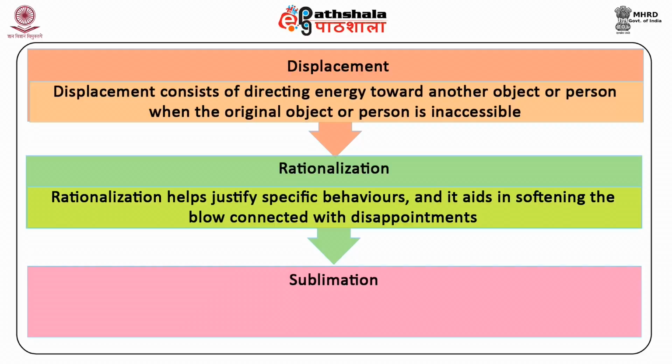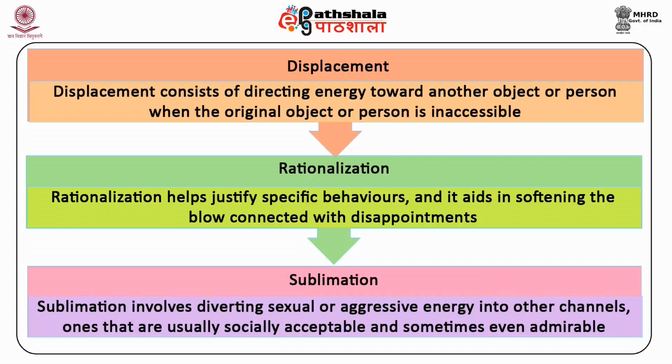Sublimation. From the Freudian perspective, many of the great artistic contributions resulted from a redirection of sexual or aggressive energy into creative behaviors. Sublimation involves diverting sexual or aggressive energy into other channels, ones that are usually socially acceptable and sometimes even admirable. For example, aggressive impulses can be channeled into athletic activities so that the person finds a way of expressing aggressive feelings and, as an added bonus, is often praised.